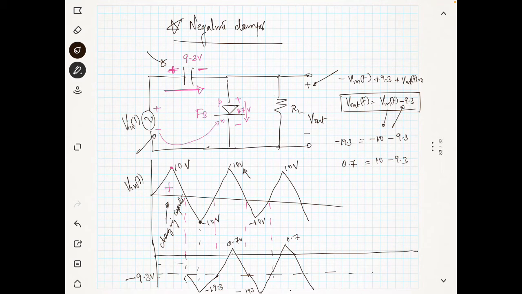So this is the circuit, and this is the output. You can see that it is shifting down, so it is known as the negative clamper. This kind of circuit was very common in our old television to clamp the different signals related to the primary colors of the color television to different levels. So that was one of the applications.